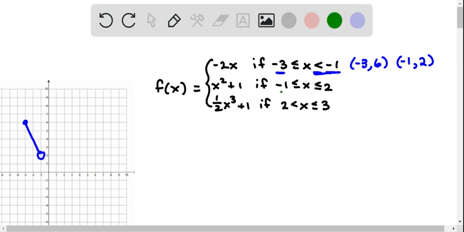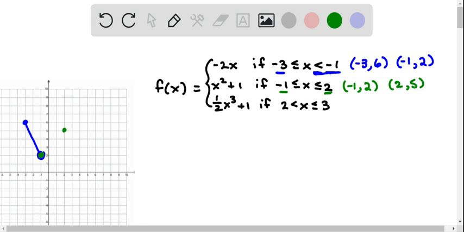We're going to make a closed circle at negative 1. So we substitute that in. Negative 1 squared plus 1 is 2. And then we're also going to make a closed circle at 2. So we substitute that in. 2 squared plus 1 is 5. So closed circle at negative 1, 2. But we just drew an open circle there. So what we end up doing is filling in that open circle. And then closed circle at 2, 5.